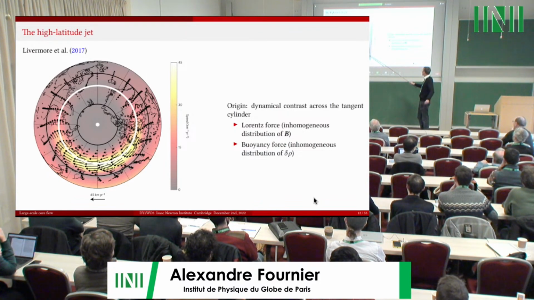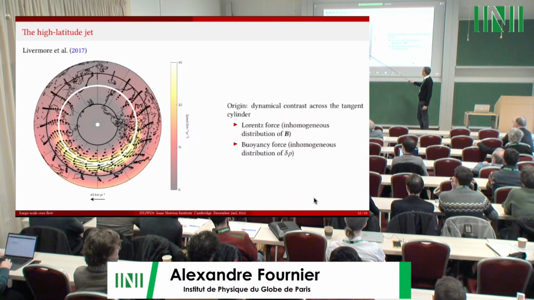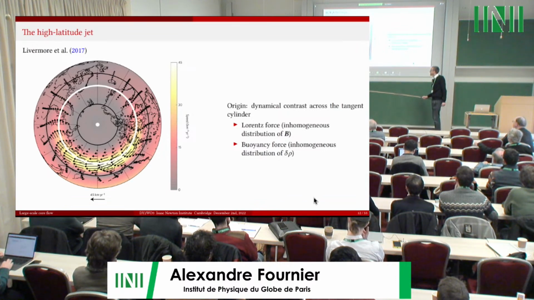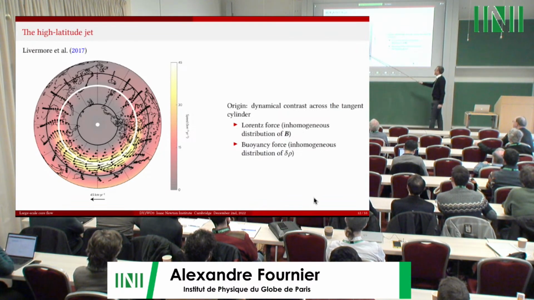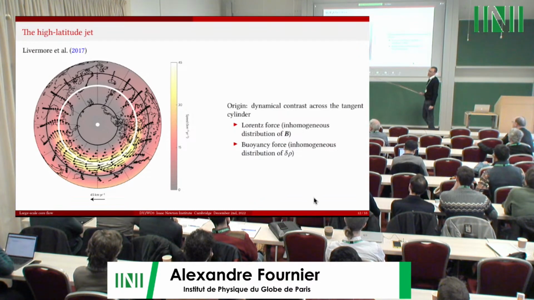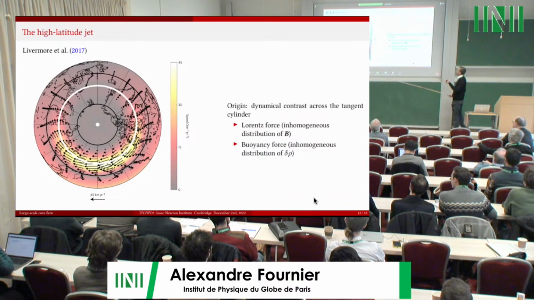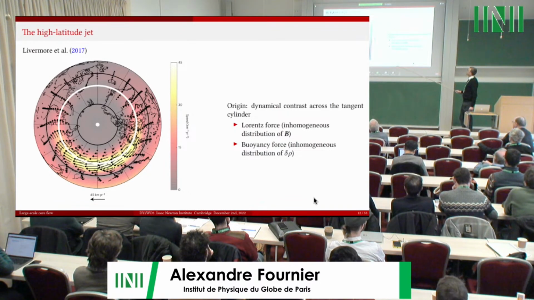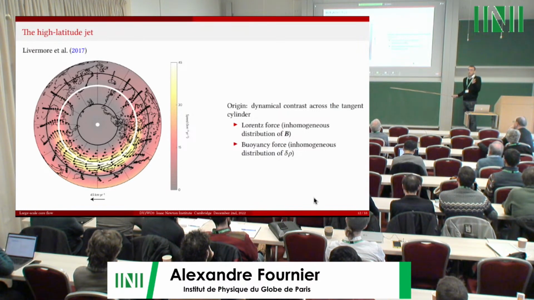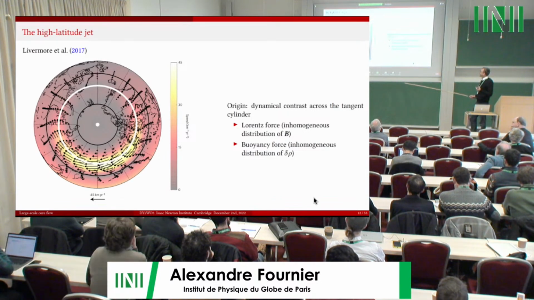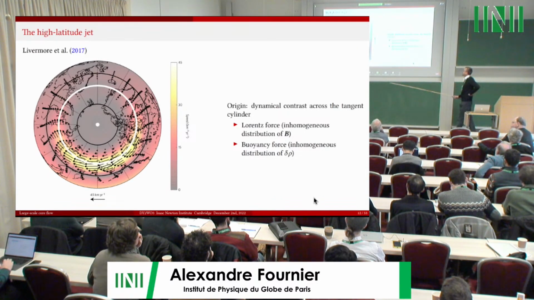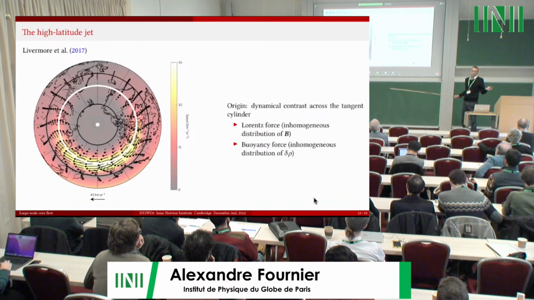All right, apologies. Okay, so in any event, the jet extends across the tangent cylinder, top velocity 45 kilometers per year. And the origin of the jet has to be in a dynamical contrast across the tangent cylinder. So there can be either an inhomogeneous distribution of magnetic field, in which case the driver will be the Lorentz force, or an inhomogeneous distribution of the density anomaly, in which case the driver would be the buoyancy force.